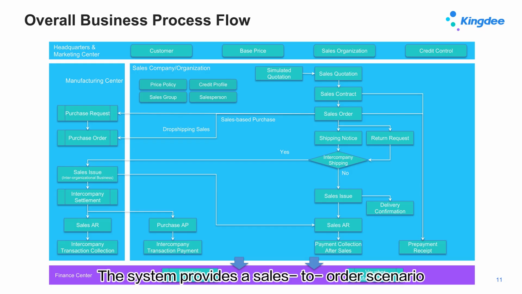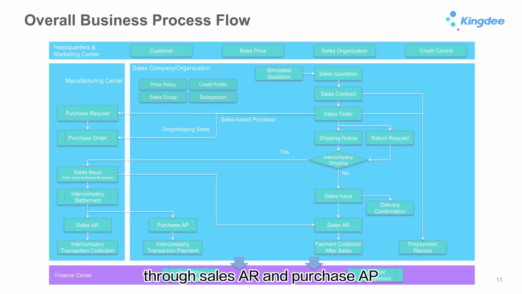The system provides a sales to order scenario flow from sales order to purchase request and purchase order. It also supports a dropshipping sales scenario, where the flow goes directly from sales order to purchase order. In the cross-organization business scenario, the system triggers cross-organization settlement business through cross-organization sales issue, and completes the intercompany transaction flow through sales AR and purchase AP.